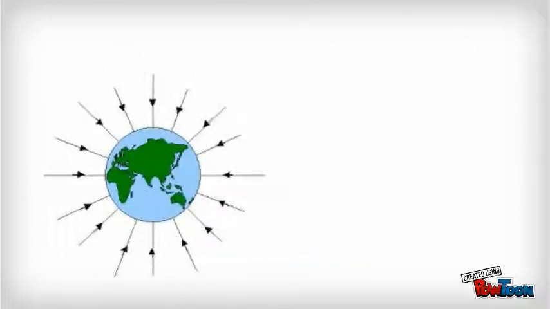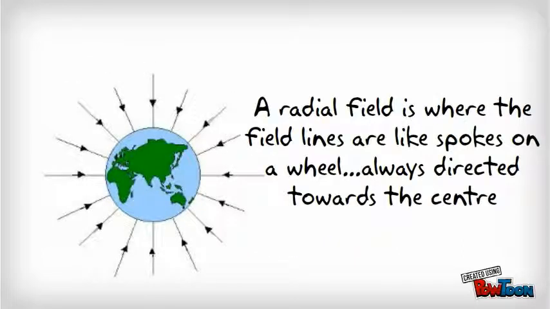A radial gravitational field is where the field lines are like spokes on a wheel. They are always directed towards the centre. In practice, every mass will create a radial gravitational field around itself.